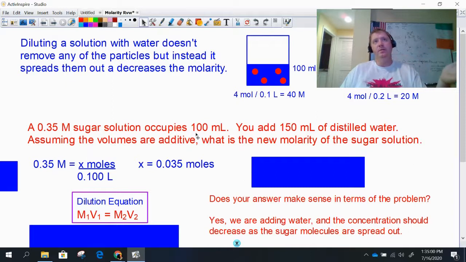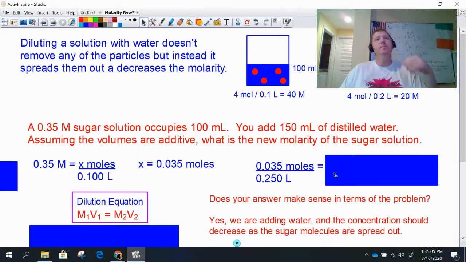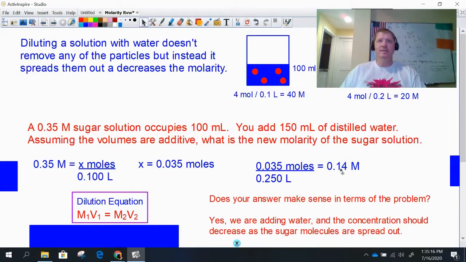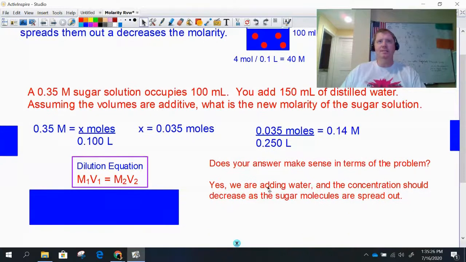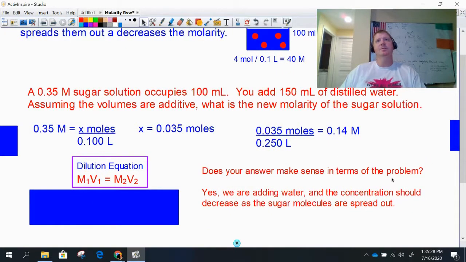Then they add 150 milliliters of water, so our new volume is now 250. The number of moles are the same, just like in this example above, but they're spread out over a larger volume. So what should happen to the molarity? It should decrease. Correct. Good job, Lauren is on point. So yeah, the molarity is dropping, and it's always a good idea to ask yourself, does my answer make sense in terms of the problem? I'm adding water, so the molarity should go down, the concentration should go down. That's what I'm seeing. It is going down.